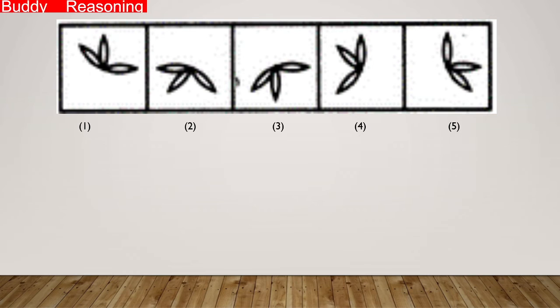I think all are same, but here you can see the angle between 2 leaves and 1 leaf. I'm considering that as a leaf. The angle between 2 leaves and 1 leaf is 90 degrees, and here also you can see 90 degrees. Here also, and here also, 90 degrees. But in this portion you can't see 90 degrees, because it does not come under 90 degrees. So this is the answer, option 4.